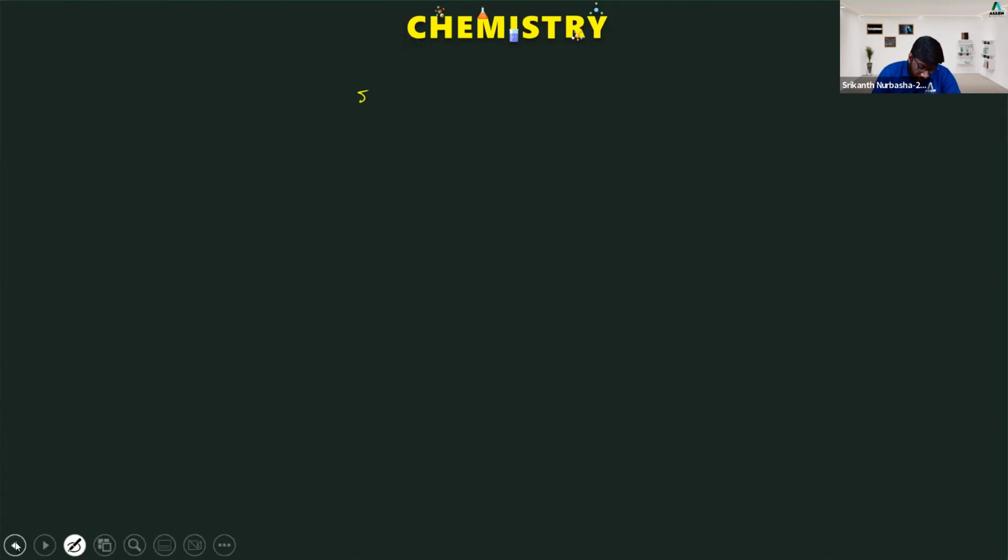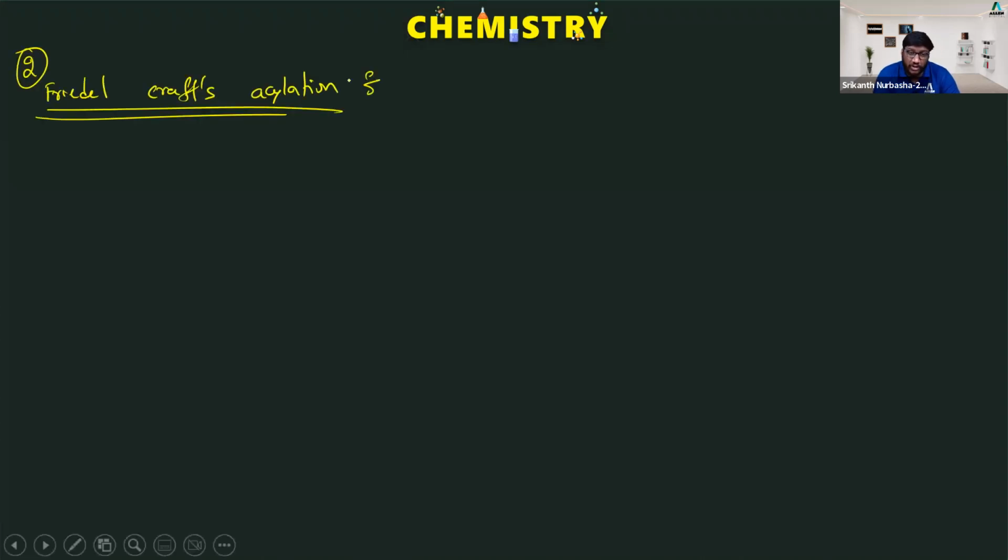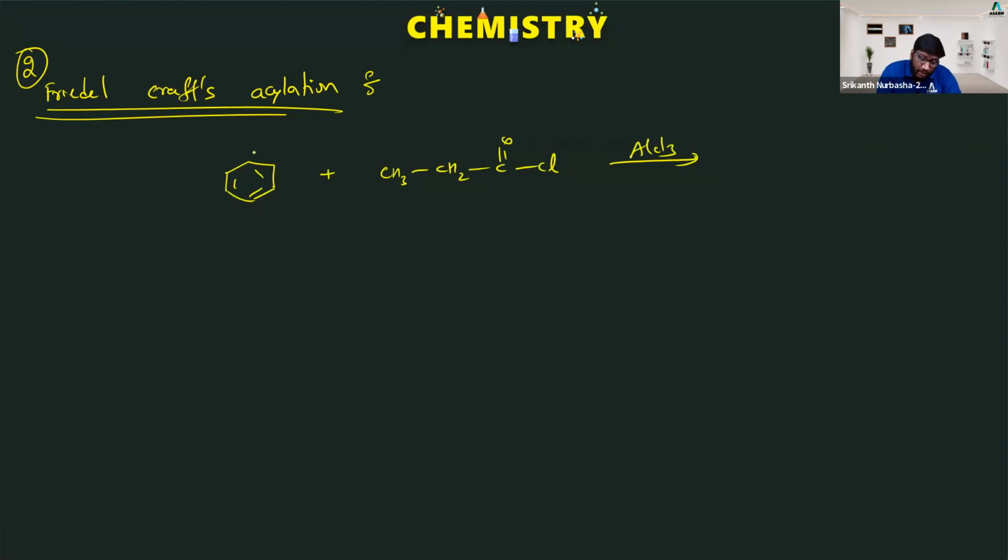Friedel-Crafts acylation I'm going to discuss. In the Friedel-Crafts acylation, we will take toluene. Yes or no? I have taken this toluene and I am treating it with CH3CH2C double bond O Cl in the presence of AlCl3. Toluene treated with CH3CH2COCl in the presence of AlCl3.